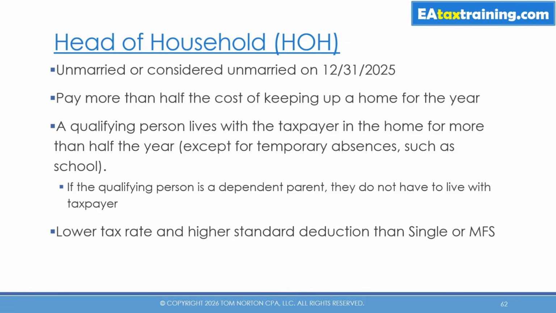When we say they have to live with you for more than half the year, we do not count temporary absences against you. So, in other words, if you have a child that's living with you and they are away at school for part of the year, as long as their official home is still your home, then you don't count the time they're away at school against that more than half the year. Also, if the qualifying person is a dependent parent, then they do not have to actually live with you. So, in general, a qualifying person has to live with you for more than half the year in order for you to be head of household. But there is this one exception. If that qualifying person is your parent and that parent is a dependent on your tax return, which we'll be talking about dependents here in a little while, then they don't have to live with you. That is the one exception to the living with you rule.